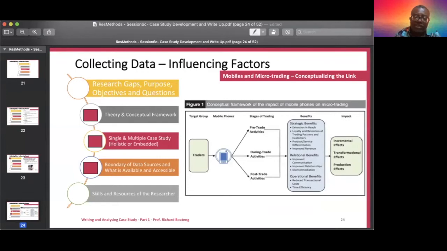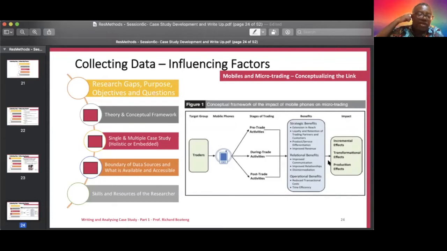So the first one is that the mobile phone will be adopted by the trader. It will be used for pre-trade, during trade, and post-trade activities. That will lead to certain benefits, and then the benefits will lead to a particular type of impact. So when I'm choosing my questions and my respondents, and I'm making choices, I need to make sure that my choices are based on this particular set of questions, this particular framework.